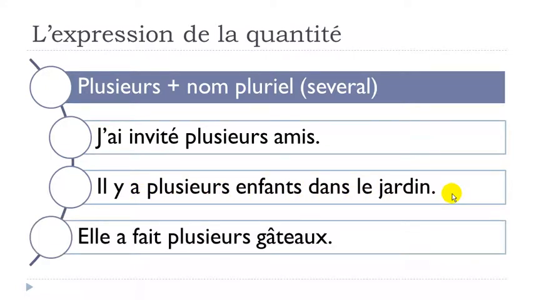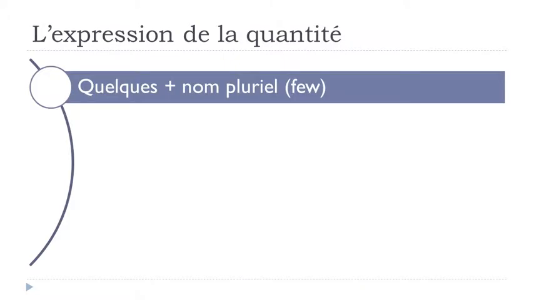Okay? And then, elle a fait plusieurs gâteaux. So, faire here at the passé composé form. Plusieurs, faire, sorry, it means to do, okay? Plusieurs gâteaux, cake, okay? So, what you can see here is that ami here is with S, so it's the plural form, okay? Here, right after plusieurs, you've got enfant with S at the plural form. And then here, you've got that gâteau with X, so it's the plural form. All right? So let's see now the second one.